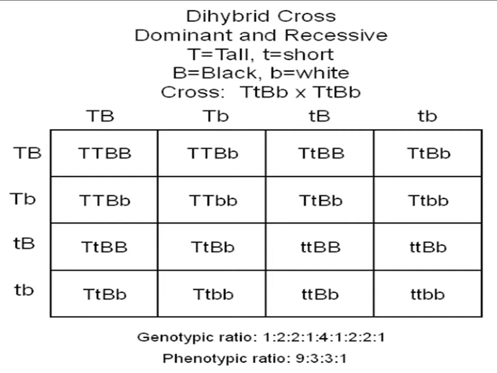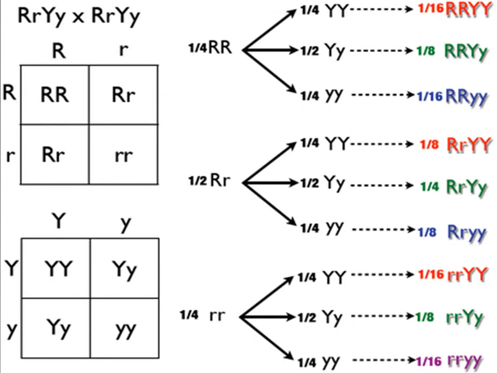So how to do the dihybrid cross? See the line on how I do it. And observe how it is done. So this is the fork method, another method of crossbreeding.